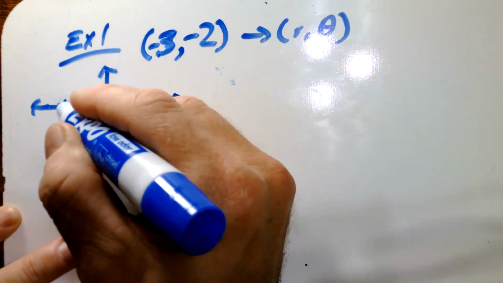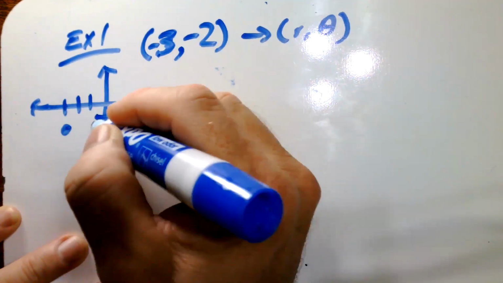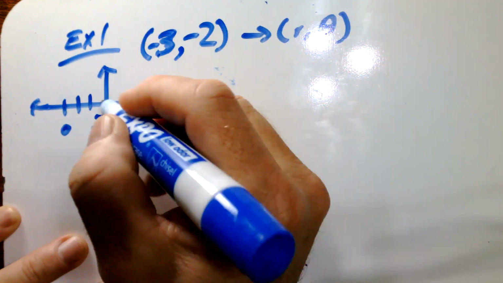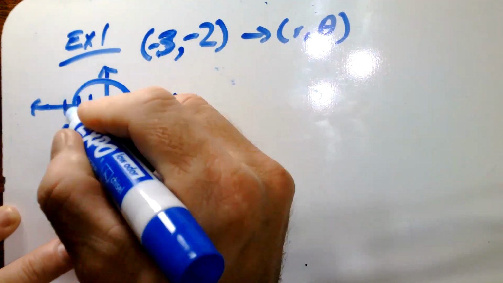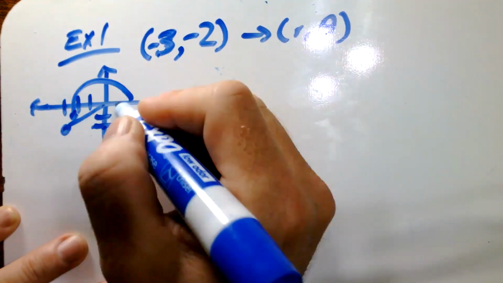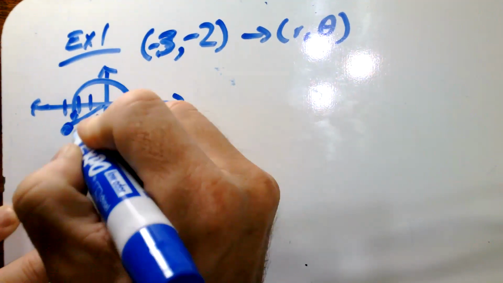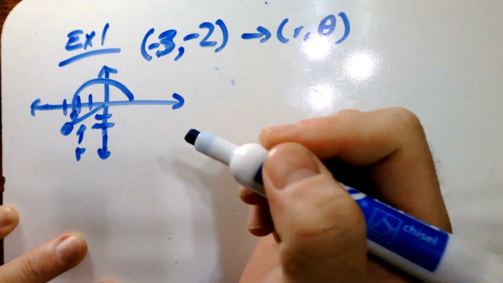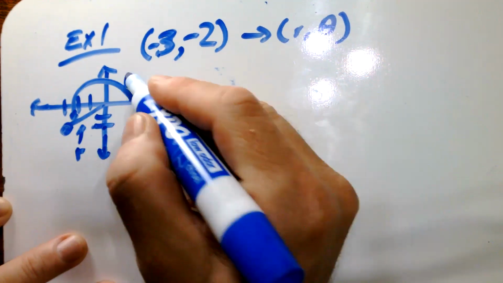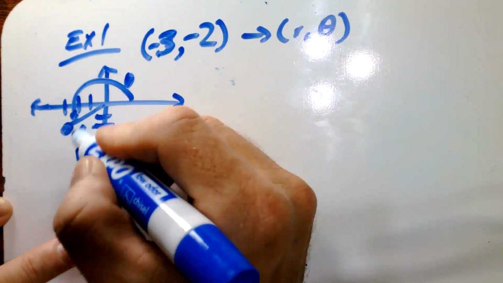So -3 in the x direction, down 2 in the negative y direction. And there's our point. And so we're looking for the angle theta that gives us this location, and then our radius is the length of this vector there. Okay, so this is the theta that we're looking for, and this is the r.